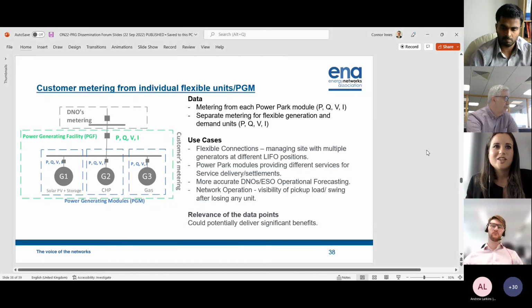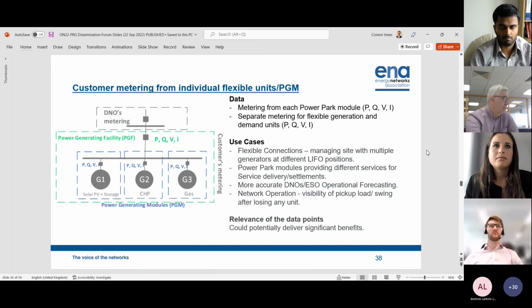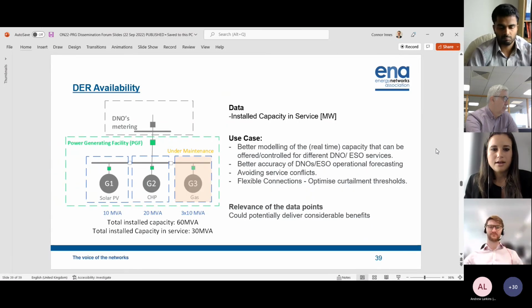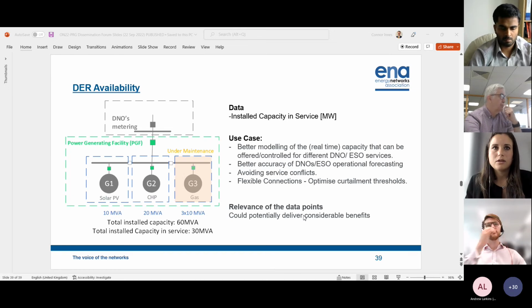Moving to the next category, which is DR availability. The data point here is the installed capacity in service. You can see in the drawings that the total capacity in service in that case would be 60 MVA. But for example, if there is maintenance on any of the units, which would remove 30 megawatt, then having visibility that the total capacity in service is actually 30 MVA would unlock considerable benefits for the use case that I'm going to go through now.